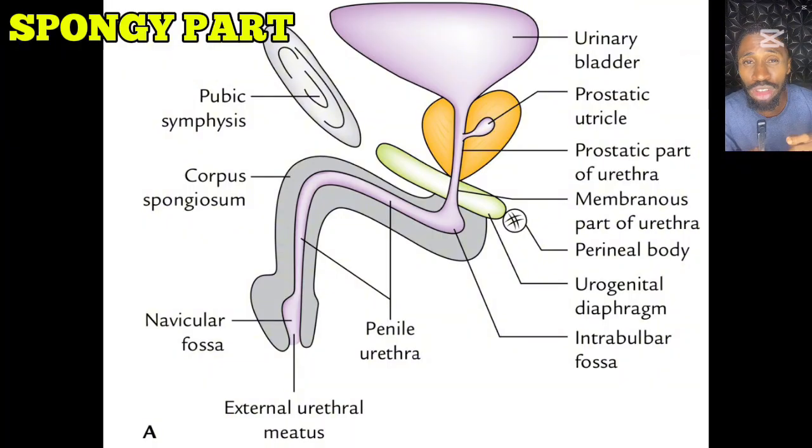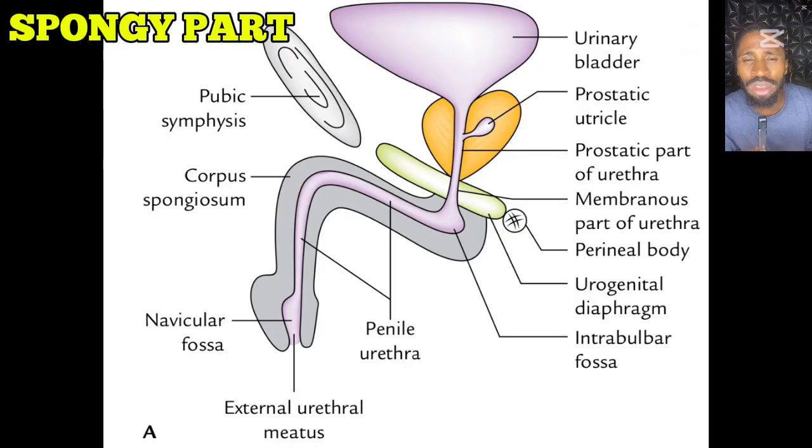It is very, very small, close to about 1 to 3 millimeter or 6 millimeter in diameter. Let's just say 6 millimeter in diameter. It is the most narrowest part apart from the membranous urethra. The opening of the urethra is the most narrowest part, which is about 6 millimeter in diameter.